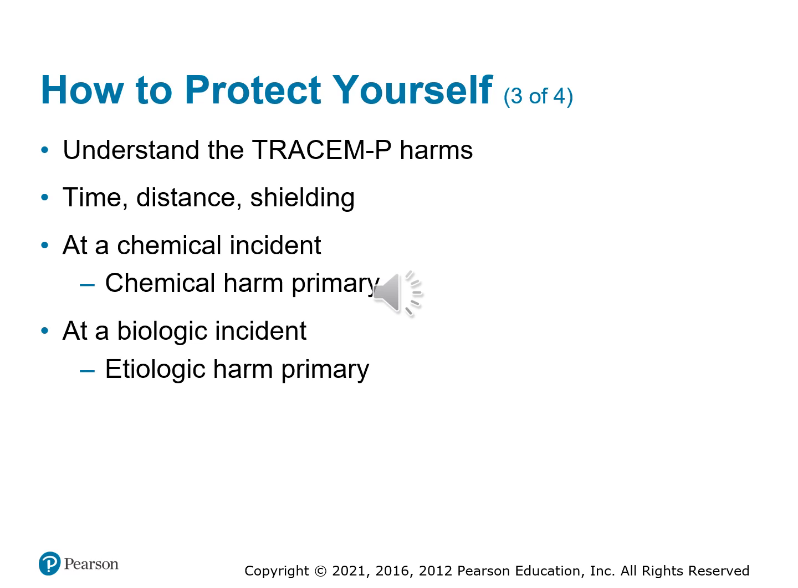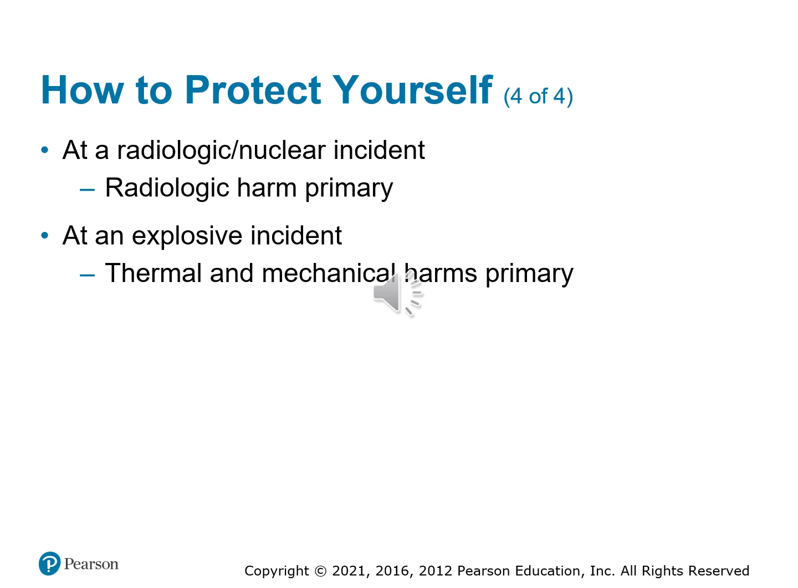Remember, at a chemical incident, chemical harm is the priority. At a biological incident, the etiologic harm is a priority. So think about coming to the fork in the road. You need to pick which path you're going down. That's what you need to be thinking about when you come to these incidents. And then obviously, at a radiological nuclear incident, the radiologic harm is going to be your primary. And at an explosive incident, the thermal and the mechanical are going to be the primary.